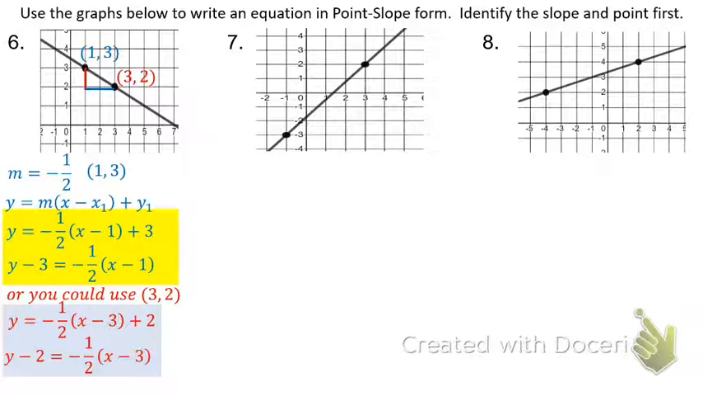If we were to distribute the negative 1/2 into the parentheses, and then combine like terms, we would actually get the same equations for both of these. So they may look a little different, but they would still give us the same form if we were to fully simplify them. Well, let's look at number 7 here.